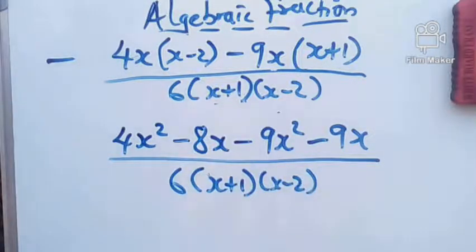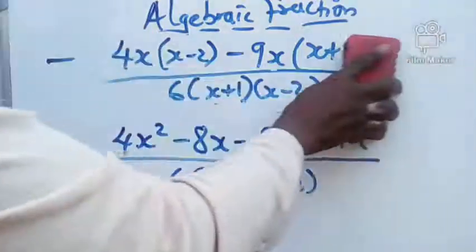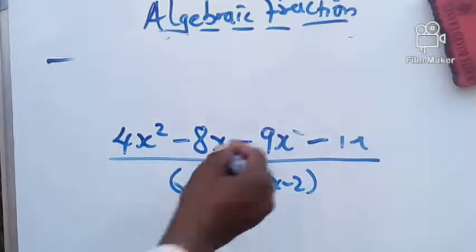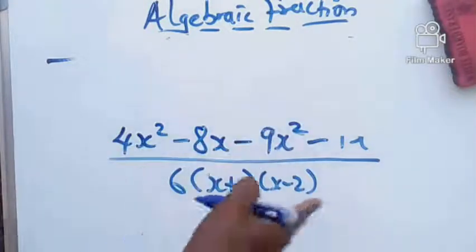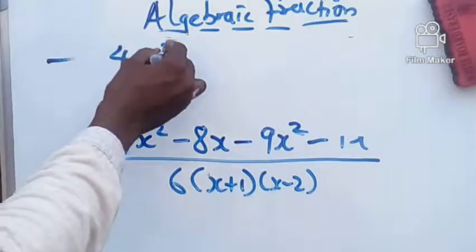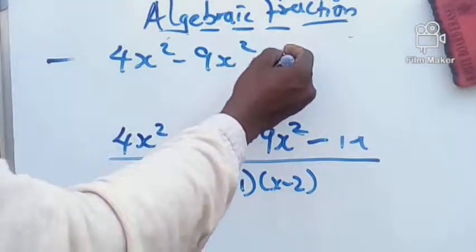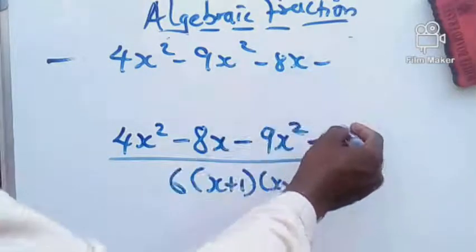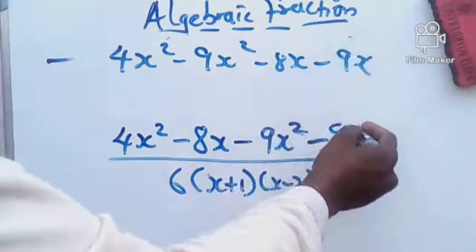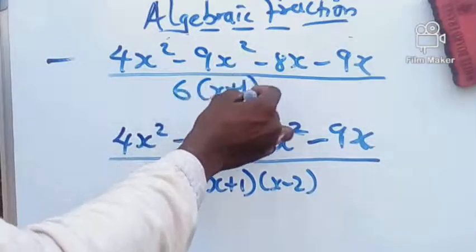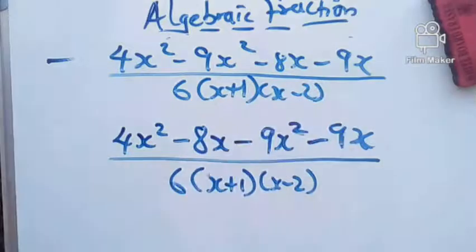So we go ahead and simplify the operation at the top. To simplify the operation at the top, we collect the like terms. Notice that we have x squared here and x squared. Collect them together. We have 4x squared minus 9x squared minus 8x minus 9x. Everything divided by 6 into x plus 1, x minus 2.